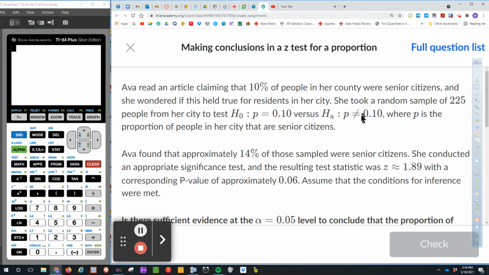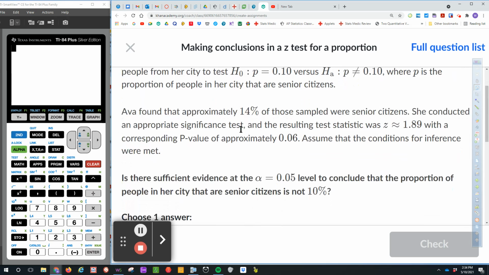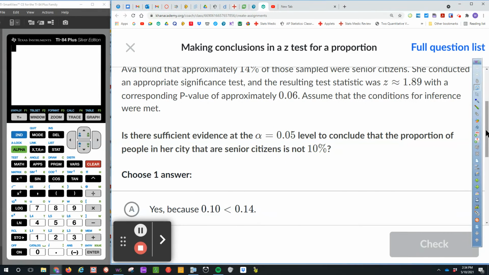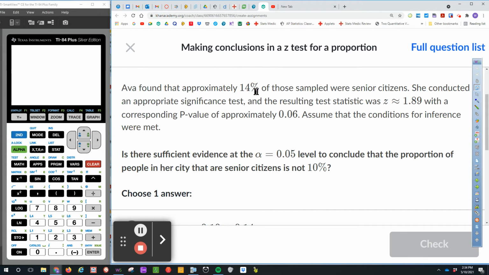So why is it not equal to? It says here she wondered if this held true. So if it's not true, that means it could be less than 10%, it could be more than 10%. So this is a not equal sign, not equal to 0.1, which is a two-tailed test, where P, the population proportion, is the proportion of people in her city that are senior citizens. However, she found that approximately 14% of those sampled were senior citizens. So 14%, that's your sample proportion.